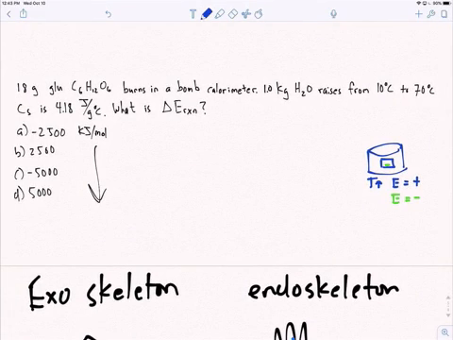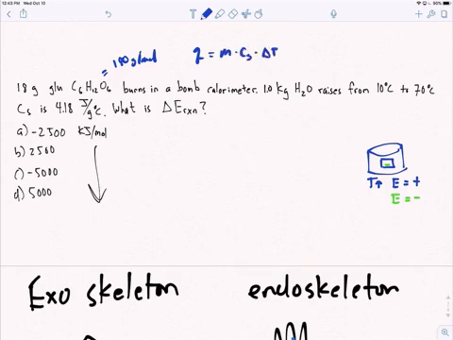"18 grams of glucose burns in a bomb calorimeter. 1 kilogram of water in the calorimeter raises from 10 degrees Celsius to 70 degrees Celsius, assuming it's thermally isolated. The specific heat capacity for water is 4.18 joules per gram degree Celsius. What is the delta E reaction for burning of glucose?" I'll give you a hint: glucose is 180 grams per mole, and Q is mass times specific heat capacity times change in temperature.